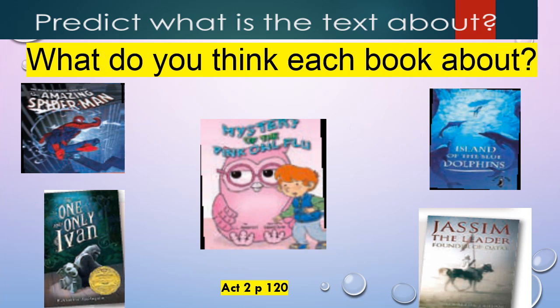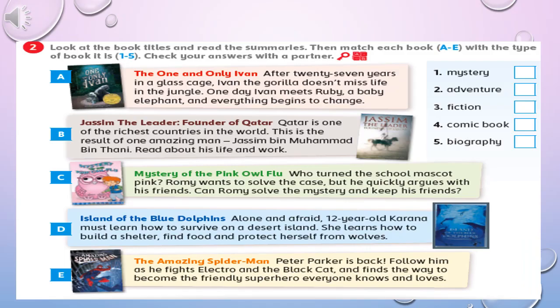Can you predict what the text is about? Of course, about books. Good. Two. Now I want you to look at the book titles and read the summaries. Then match each book A to E with the type of book it is. There is one extra book type.